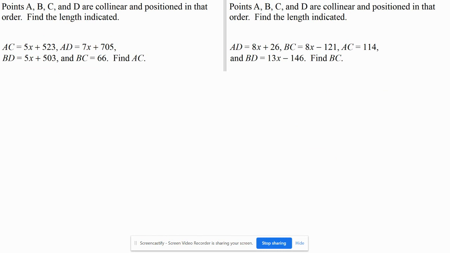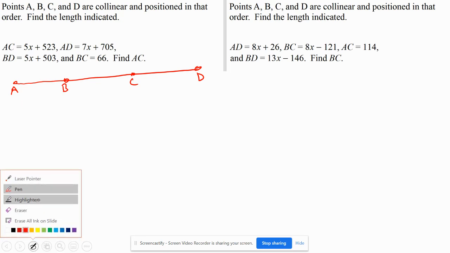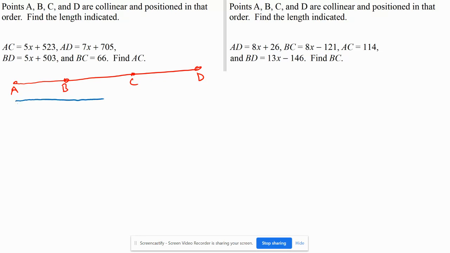Now, geometry sometimes is not that simple. Let's take a look. I have points A, B, C, and D are collinear and positioned in that order. So I have 4 points. They're collinear, so they're in the same line. There's A, B, C, and D. I have something about the segment AC, something about the segment AD, and something about the segment BD. And BC is 66. I'll just write that easily. BC is 66. We want to know how big is AC.